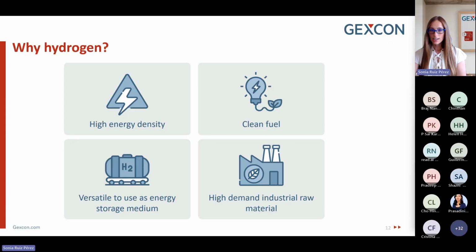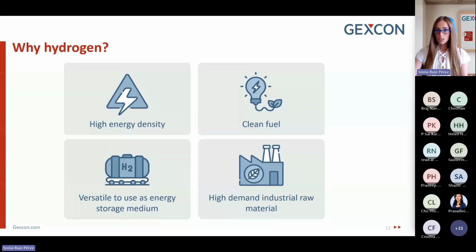Hydrogen has the highest energy density of any fuel by mass, making it very efficient, especially for applications where space is limited, like fuel cell vehicles. Hydrogen is also a clean fuel, as its main byproduct is water, making it environmentally friendly. Moreover, it can be produced through various methods, including electrolysis using renewable energy sources like wind and solar power.